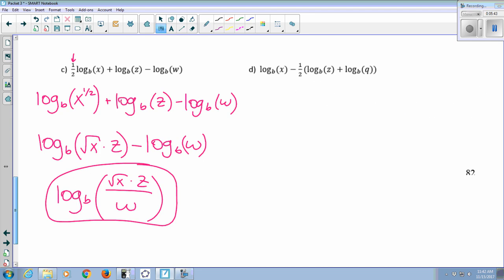All right, so I'm just going to copy log base b of x. Then I have a minus 1/2. And then log base b of z plus log base b of q, that's in parentheses, so I can do that first. And that gets combined into log base b of z times q.